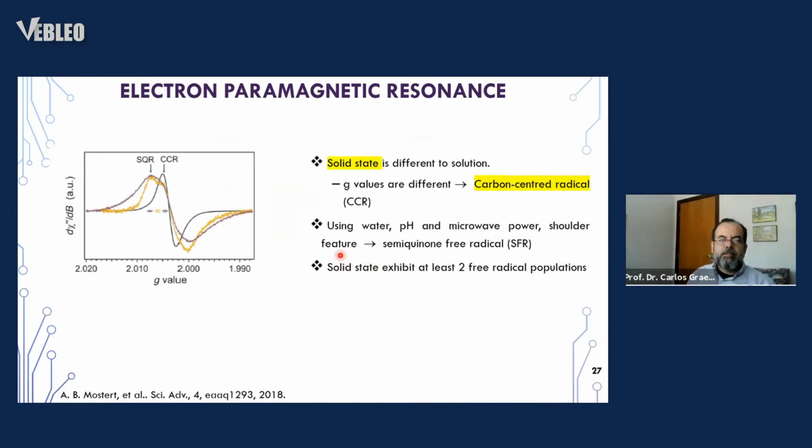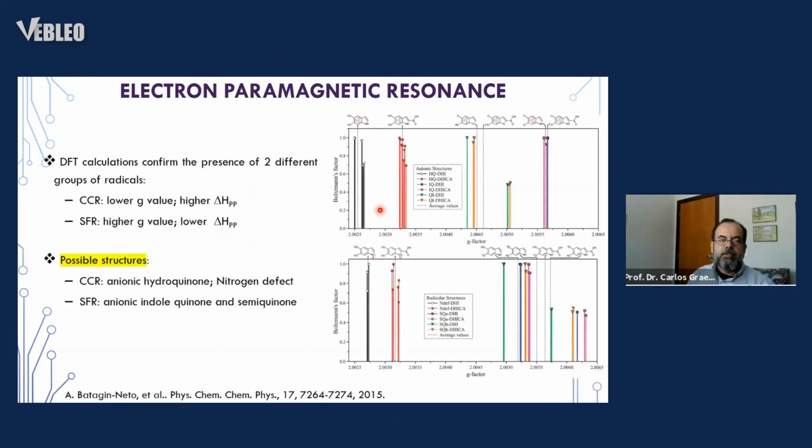More recently, people started to look a little bit more in depth at these properties of melanin, especially in solid state. What they have found is that the signal is actually composed of two main signals, one which is called carbon center, and the other which is called semiquinone, even though, as I will show later, maybe it's not really just semiquinone coming from the signal.